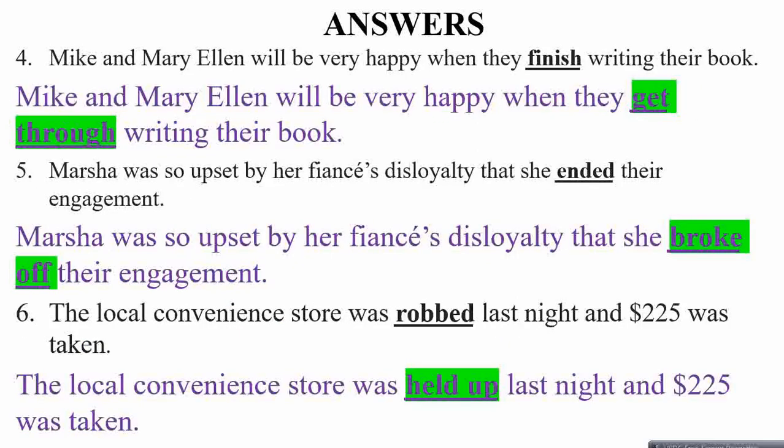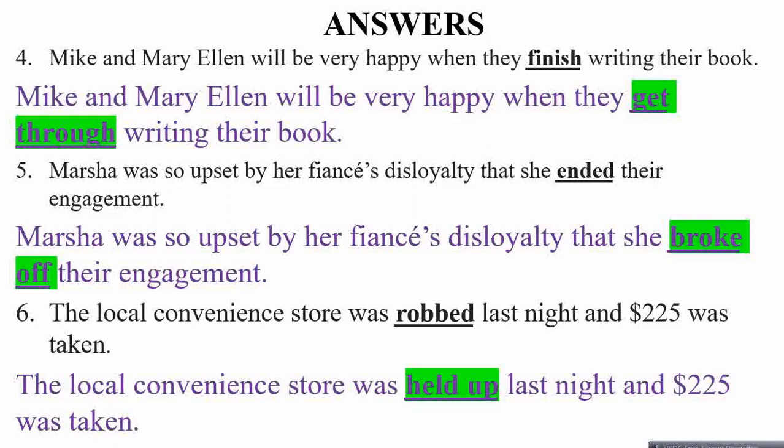Question number 4. Mike and Mary Ellen will be very happy when they finish writing their book. The answer is, Mike and Mary Ellen will be very happy when they get through writing their book. Question 5. Marcia was so upset by her fiancé's disloyalty that she ended their engagement. The answer is, Marcia was so upset by her fiancé's disloyalty that she broke off their engagement.